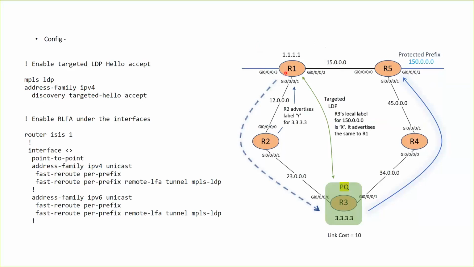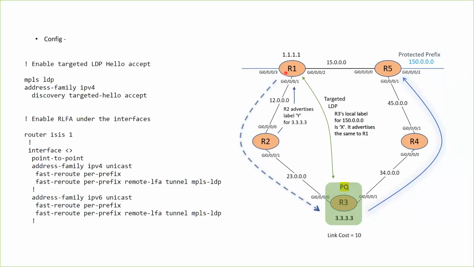Got it? So in the VPWS case, you exchange the VC label over targeted LDP. Similarly, here R3 sends its label to R1, because there is no other way for R1 to get to know what is R3's label to reach the destination. You need a targeted LDP session for that.